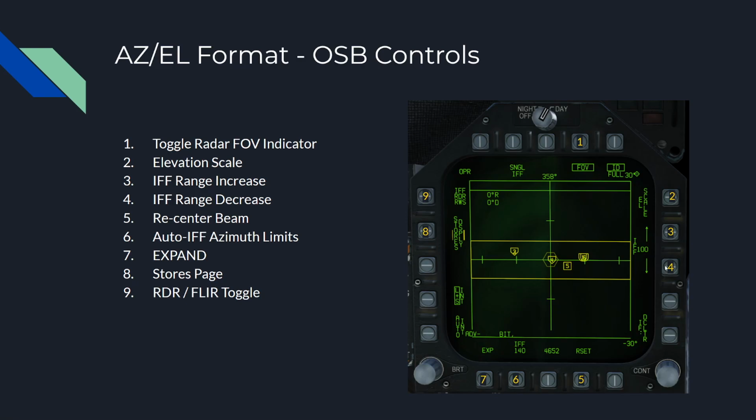So your controls, your FOV button, while it's boxed, is going to display this yellow box, and that's a visual representation of where the radar is scanning right now. Your scale button is going to step through all your scale options, so it goes from 5 to 15, 30, and then 70, meaning the full 70 degrees, so that will make it a 1-to-1 scale.